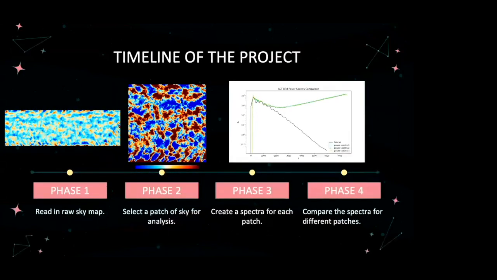And here's just a short timeline of our project and the things that I went through: reading in the map, selecting the patch of the sky, and then creating the spectra for each. And then here I have a graph of the 3 different map patches that I did.